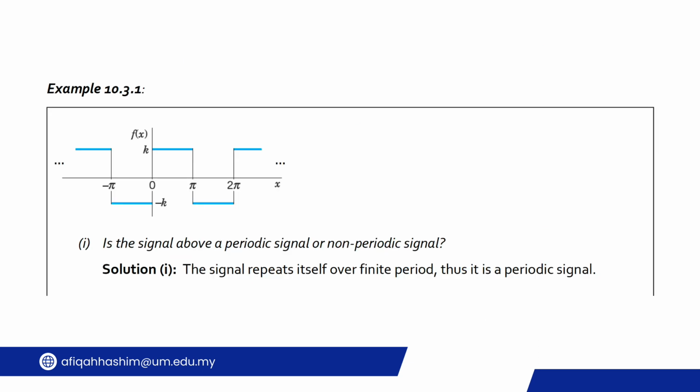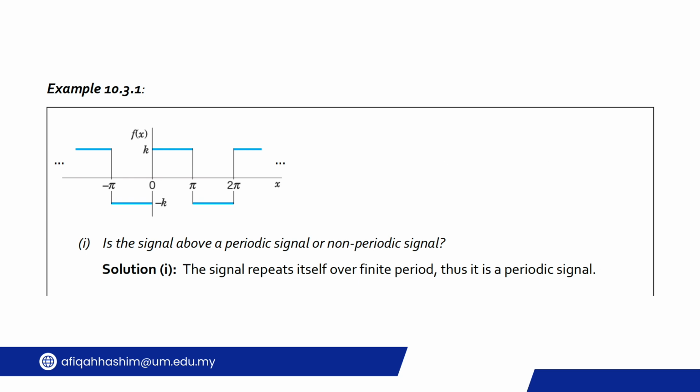So from the graph here, example 10.3.1, is this signal a periodic or non-periodic signal? You can see that the signal is periodic, it repeats itself over a finite period, because you can see three dots on the left and three dots on the right side. So this is a periodic signal. The second question: if it is a periodic signal, identify its period, hence write its function.